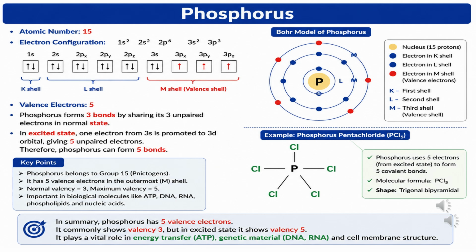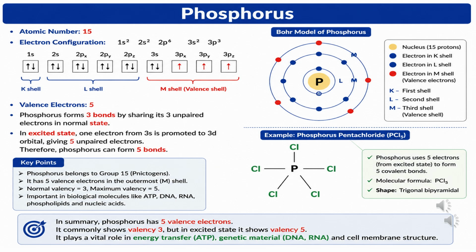In its normal ground state, phosphorus has 3 unpaired electrons, so it commonly forms 3 covalent bonds, giving it a valency of 3. However, phosphorus can also exhibit a valency of 5. In the excited state, 1 electron from the 3s orbital is promoted to the 3d orbital, resulting in 5 unpaired electrons. This enables phosphorus to form 5 covalent bonds, as seen in compounds such as phosphorus pentachloride, PCl5.